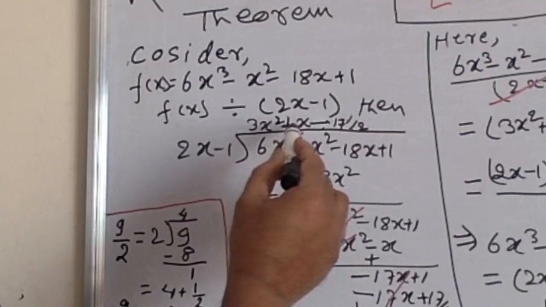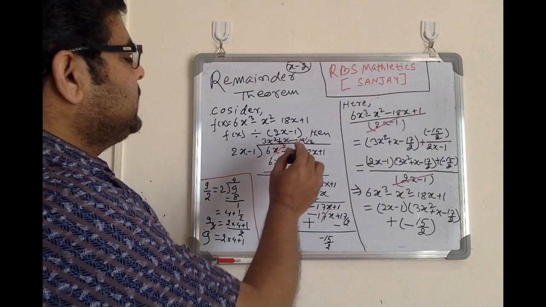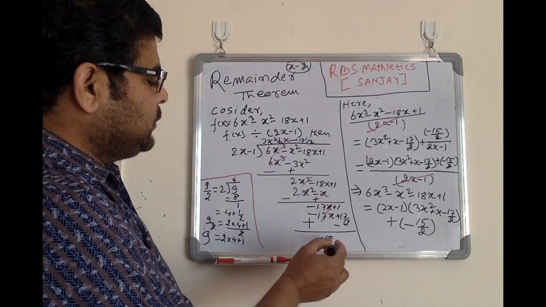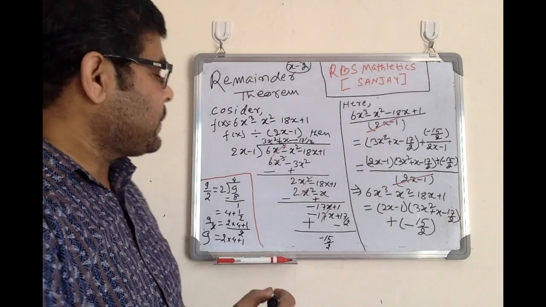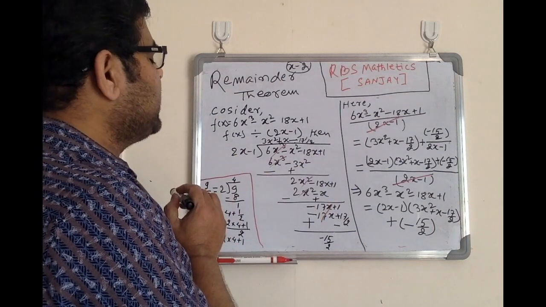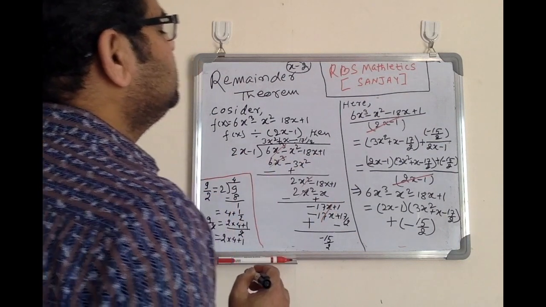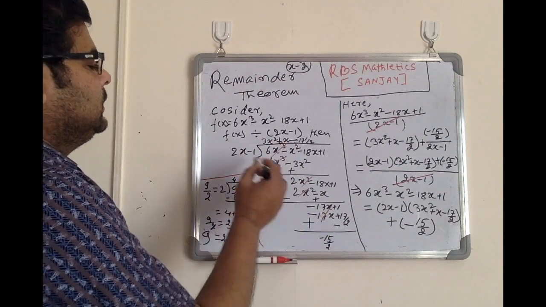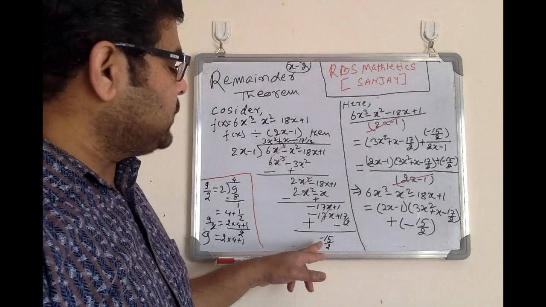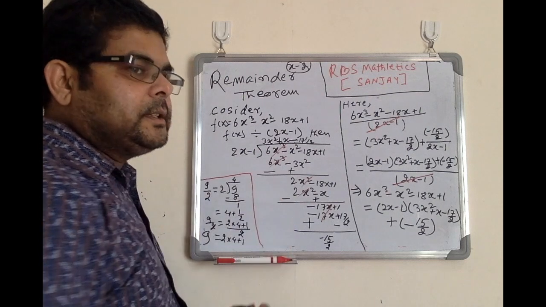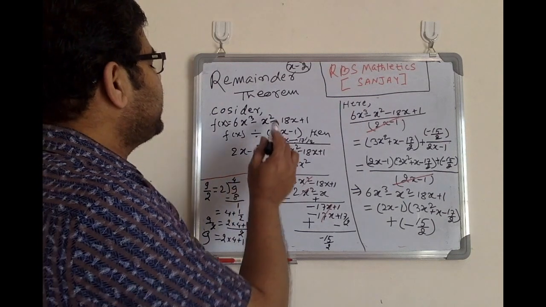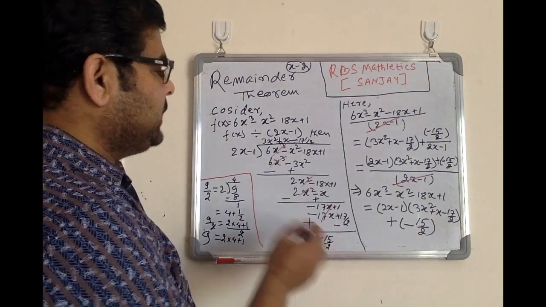So this is 3x squared plus x minus 17 by 2. That is the quotient. In this case, 2x minus 1 is the divisor, and after the division, we have got the remainder as minus 15 by 2. And this is the given function that is to be divided by 2x minus 1. That means we can say that 2x minus 1 is not a factor of the given polynomial. In order for 2x minus 1 to be a factor of the polynomial, there must be remainder 0.